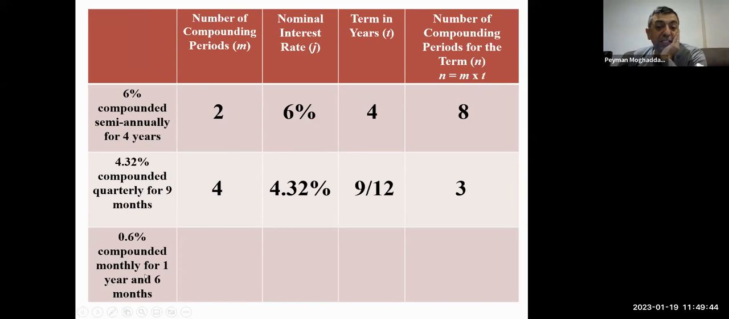Next, 0.6% compounded monthly for 1 year and 6 months. Monthly means the compounding frequency is 12. The nominal interest rate is 0.6%. The term in years is 1 year and 6 months, so T is 1.5. The number of compounding periods is 12 multiplied by 1.5, which is 18. That's how we calculate n here.